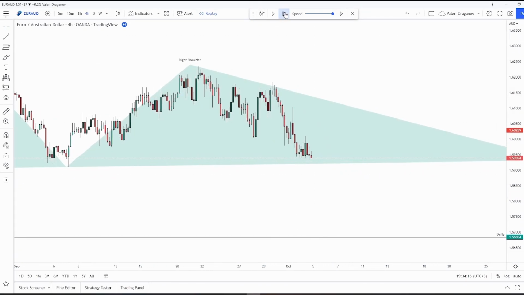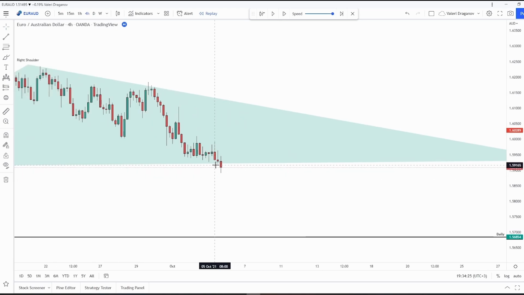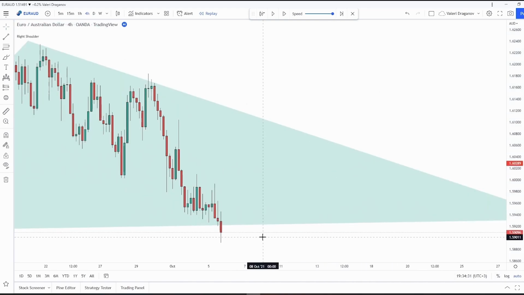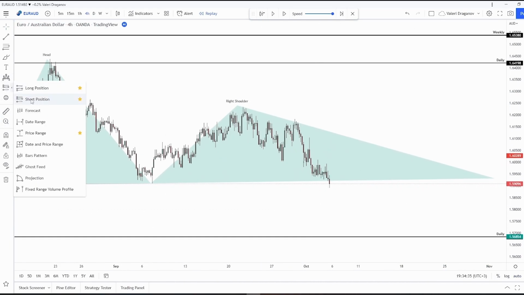We are waiting. Here, this is not our entry point because if we zoom in, only the tail touches the neckline. So we wait, and this candle here is our entry point. We're gonna set a short position here.